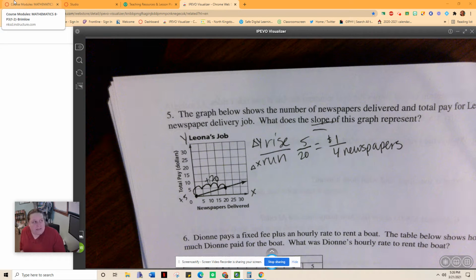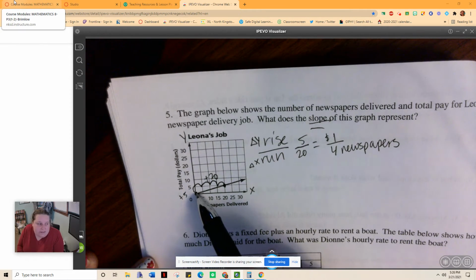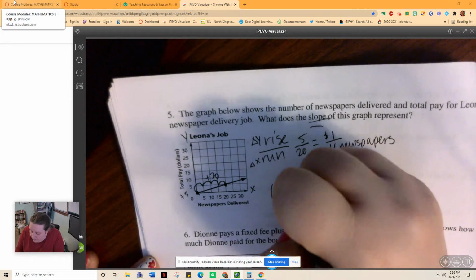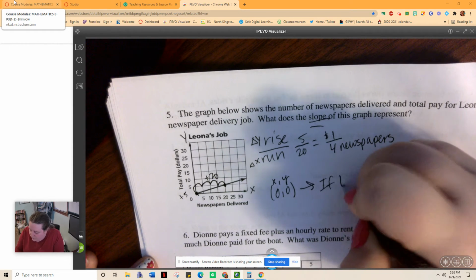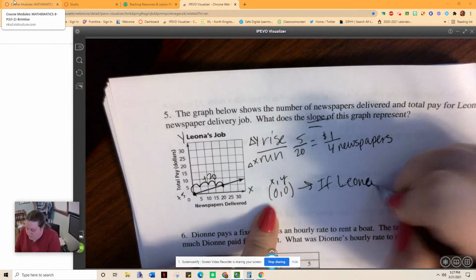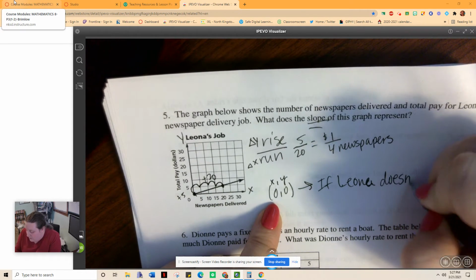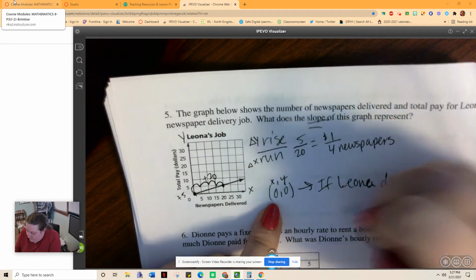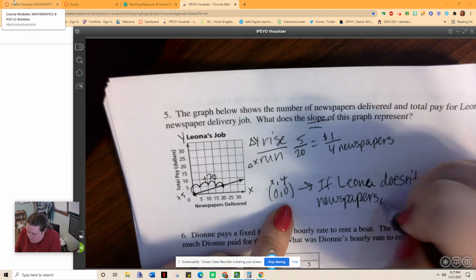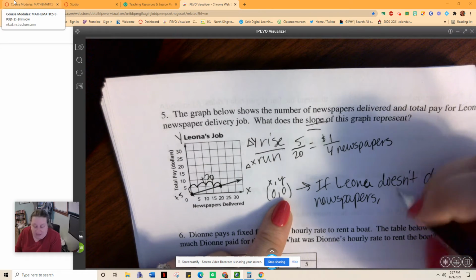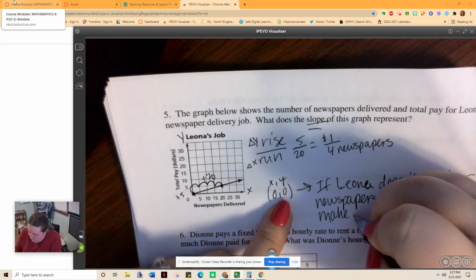Okay. Now I know it doesn't ask, but let's talk about the y-intercept. So we know the y-intercept is where the graph hits the y-axis. So here it's at 0, 0. So what does that mean? This is x comma y. So if Leona, 0 is implying that no newspapers are delivered. So if Leona doesn't deliver newspapers, 0 for y as well means she's not going to make any money. She won't make money.